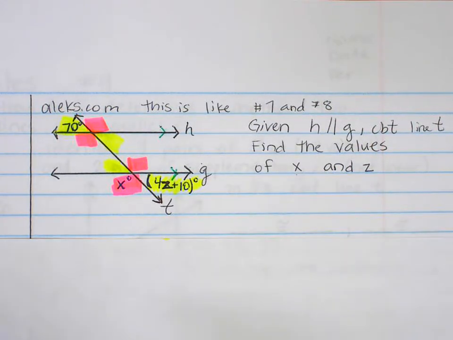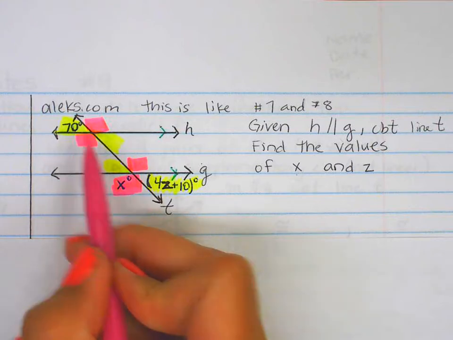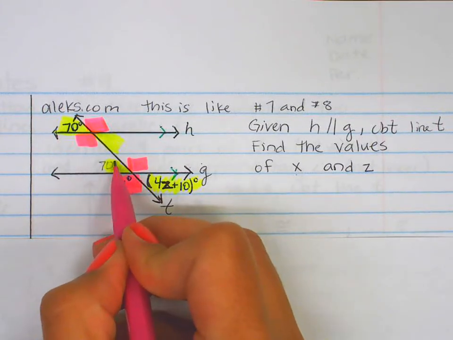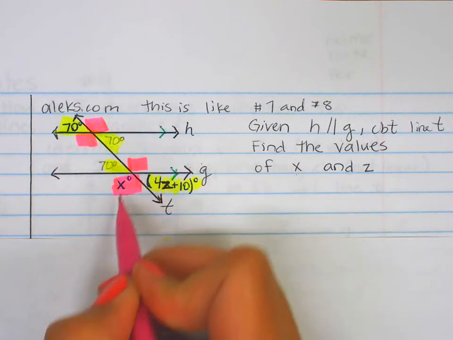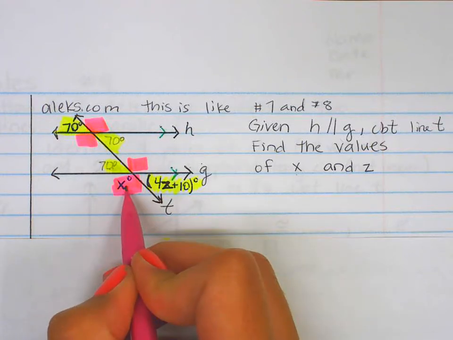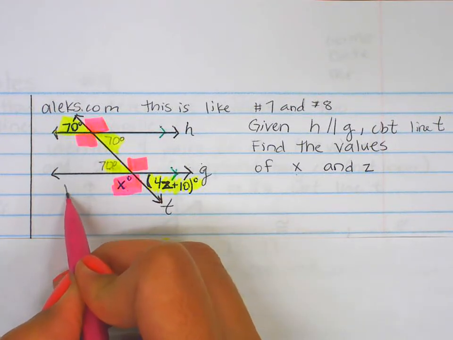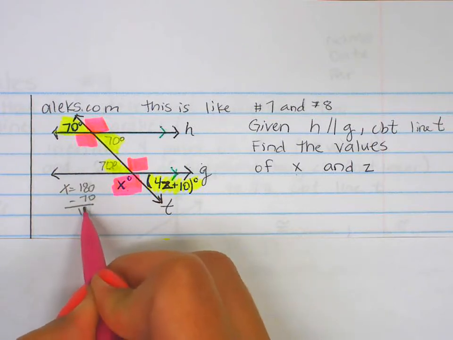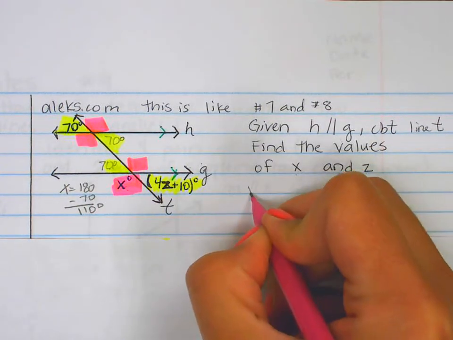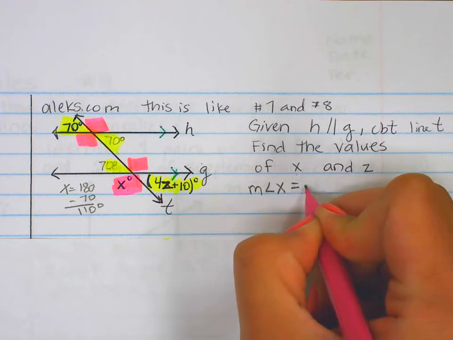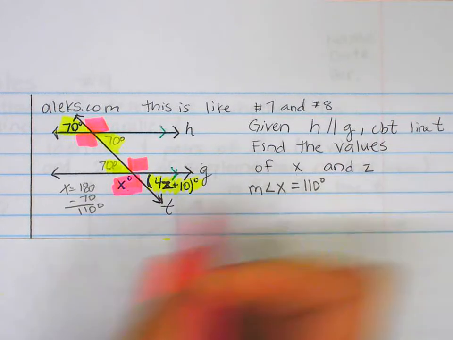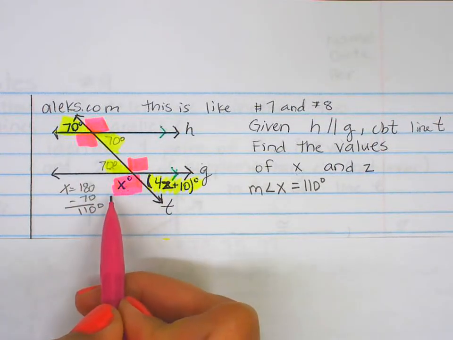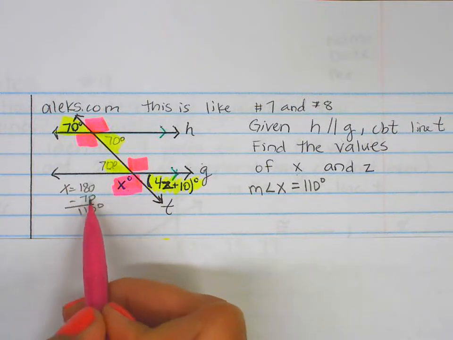Okay, so to find the value of X and Z, I think I'm going to start with X because I noticed right away that 70 degrees would be right here. You can even write it in. So I have 70 and X, those should equal 180. So all I have to do for X is 180 minus 70 degrees, and that would be 110. So measure of angle X equals 110 degrees. All you have to do, since they're supplementary, is 180 minus 70.